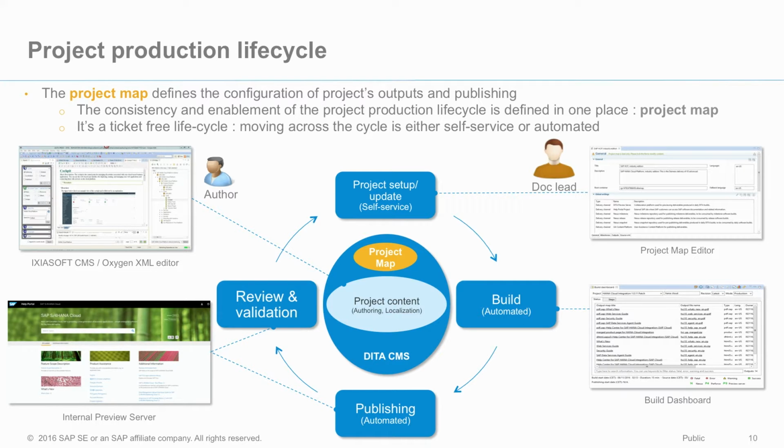And the second thing is we want to have a ticket-free life cycle. So we don't want to have a team dealing with support. We don't want to have some manual steps. So everything is either available in self-service mode or fully automated. When we create a new project, the build is triggered automatically. Publishing is triggered based on the information in the project map and so on. So this is an ongoing process.